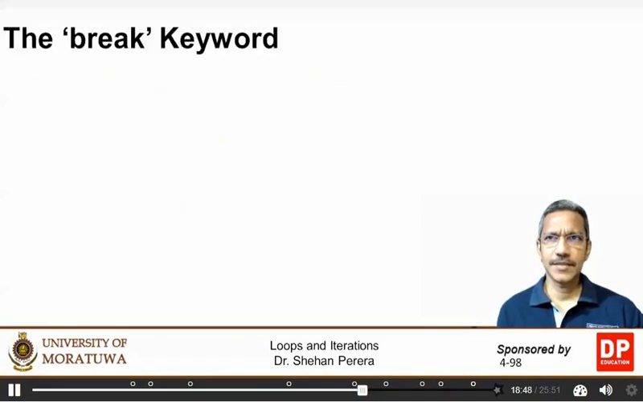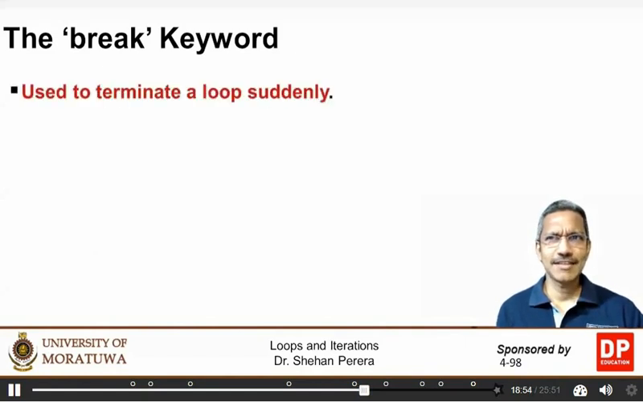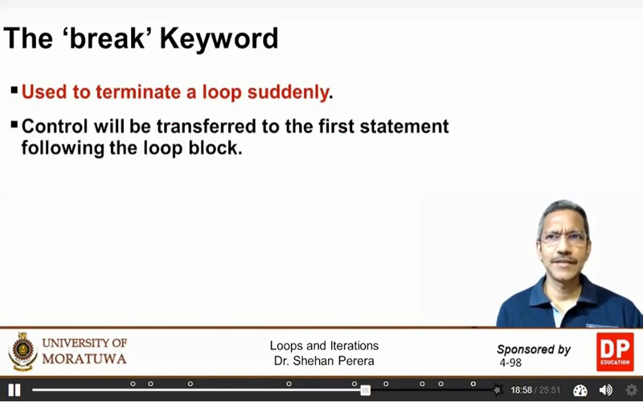The break statement or the break keyword is used to exit the loop suddenly without completing the loop. When the execution comes to the break statement, it will go to the next line of code that is immediately after the block of code that we have for the loop.